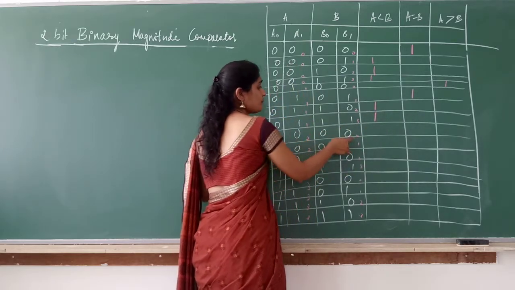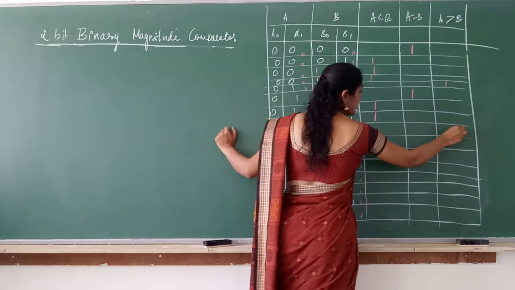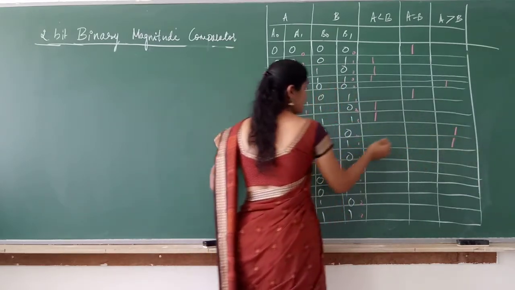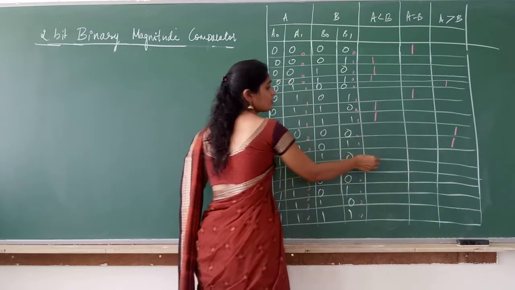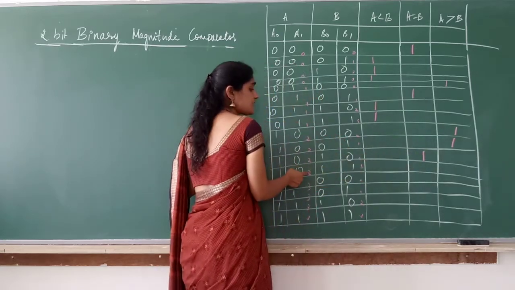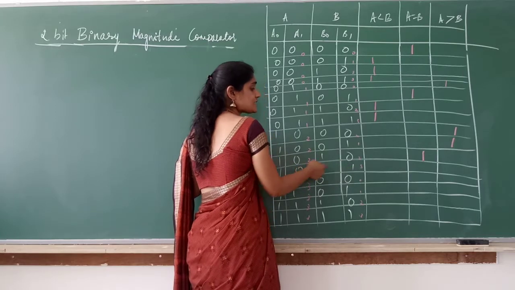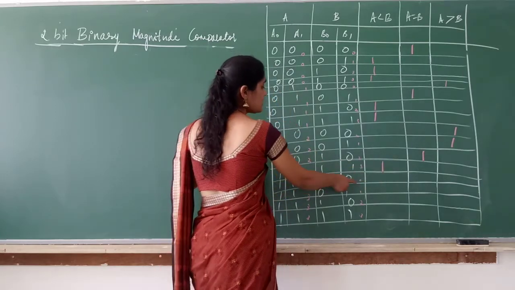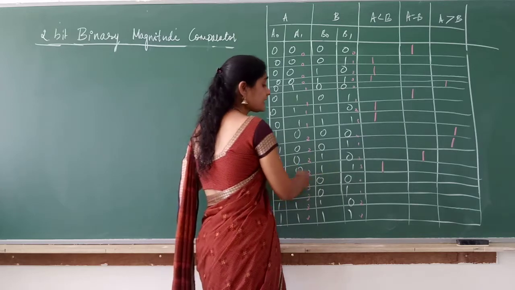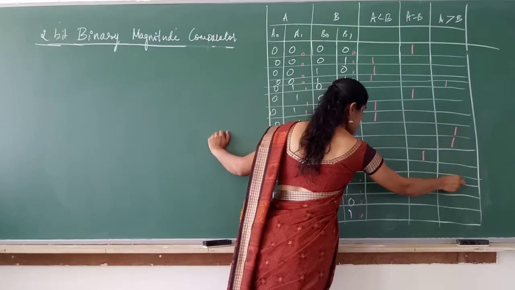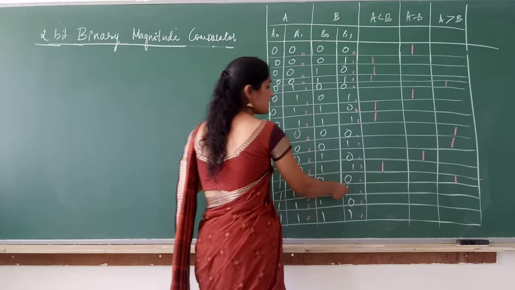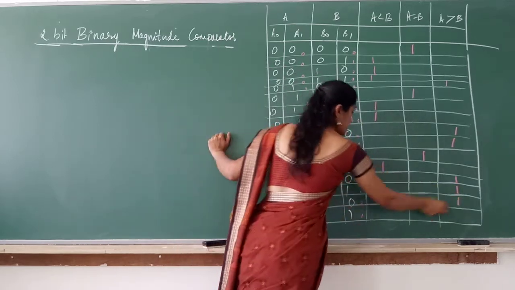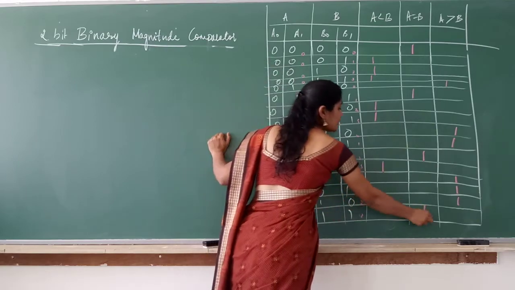A is 2, B is 0, so A is greater than B. A is 2, B is 1, A is greater than B. A is 2, B is 2, A is equal to B. A is 2, B is 3, so A is less than B. Then A is 3, B is 0, so A is greater than B, right? Next, A is 3, B is 1, A is greater than B. A is 3, B is 2, A is greater than B. A is 3, B is 3, A is equal to B.